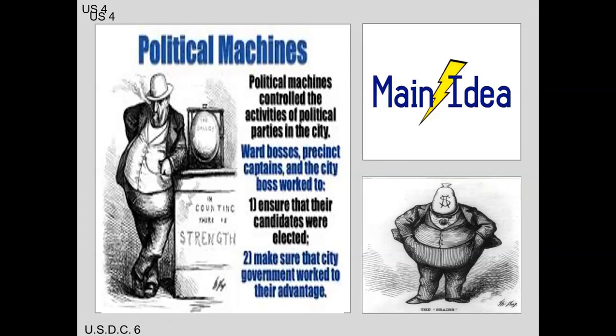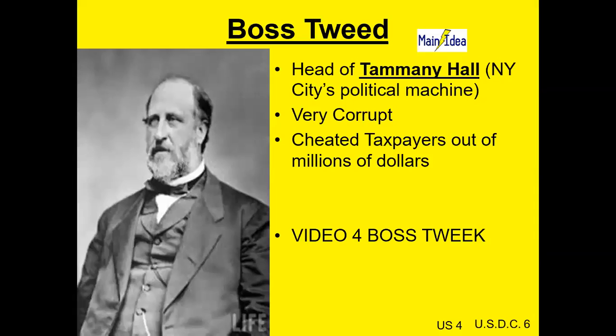Political machines. The most corrupt of these, the most famous, was a man named Boss Tweed. Okay, he was the head of Tammany Hall. That was New York City's political machine, a very corrupt organization. He made millions of dollars by cheating the taxpayers, getting massive government contracts. I want you to watch video number 4, Boss Tweed, not Boss Tweak, but Boss Tweed. Video number 4, pause and watch that, please.